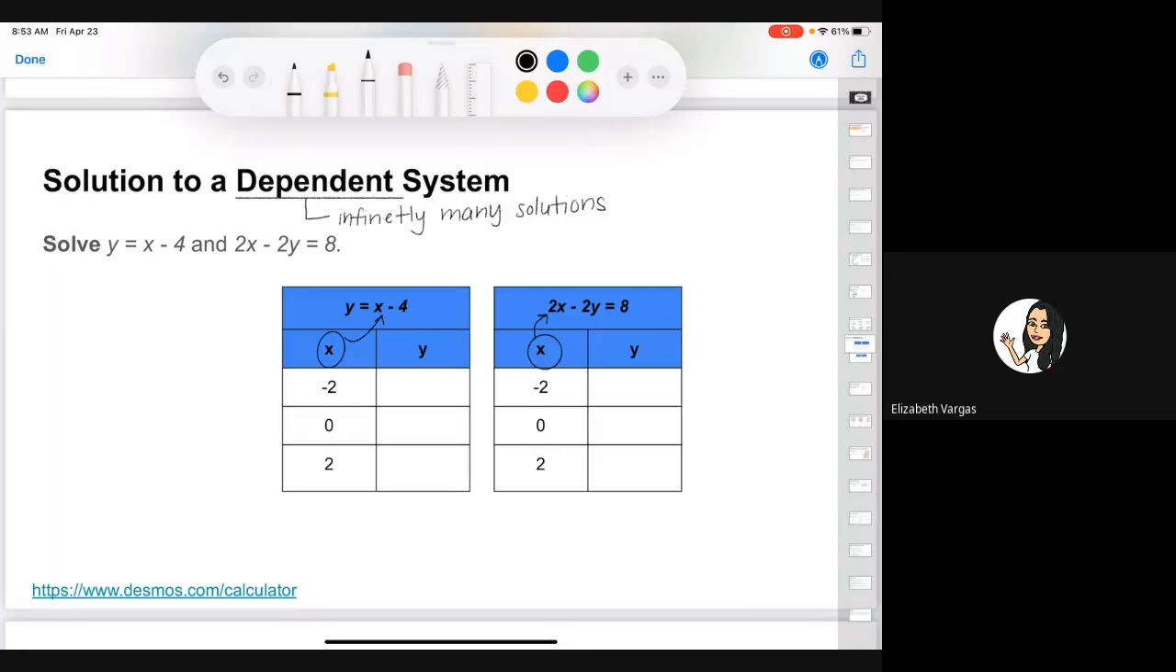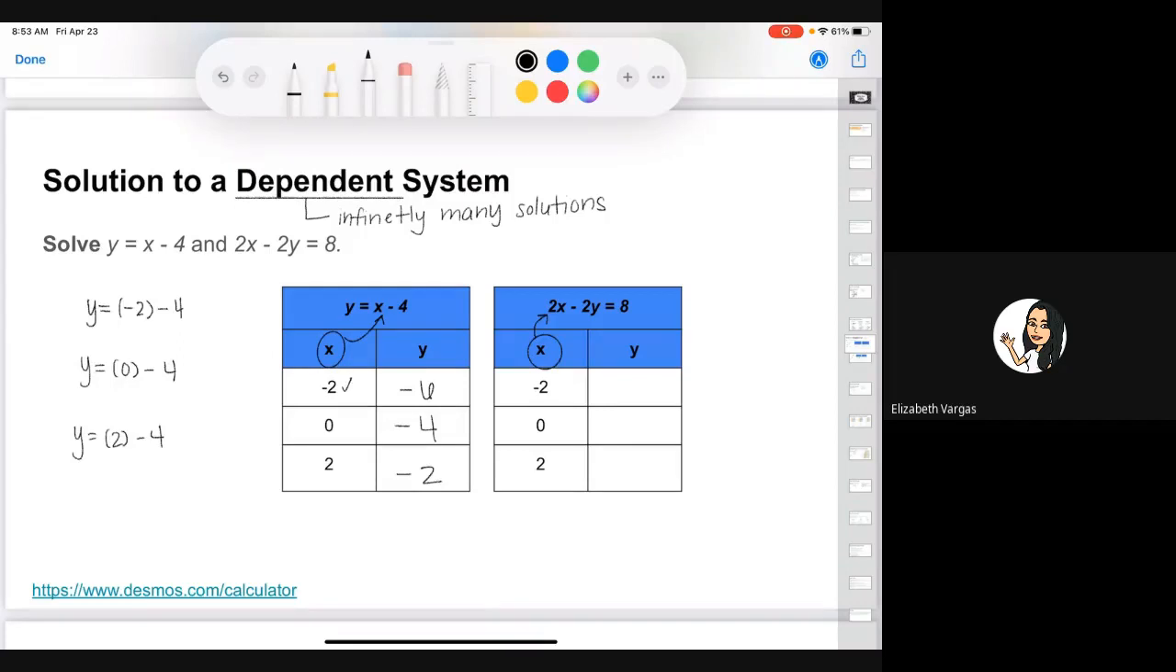Well, the first thing I'm going to do is solve it algebraically. Just for us to see, there are two ways of solving. So here we have y is equal to x minus 4. So let's test the first x, negative 2. Negative 2 minus 4 is negative 6. Now let's plug in 0. y is equal to 0 minus 4. Well, that's equal to negative 4. y is equal to 2 minus 4. Well, that is equal to negative 2.